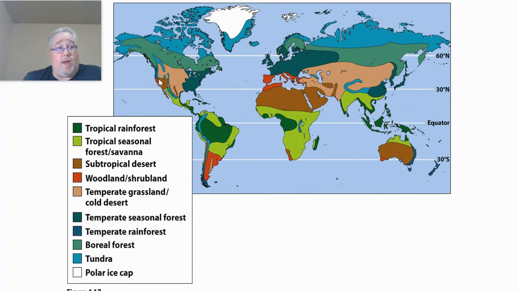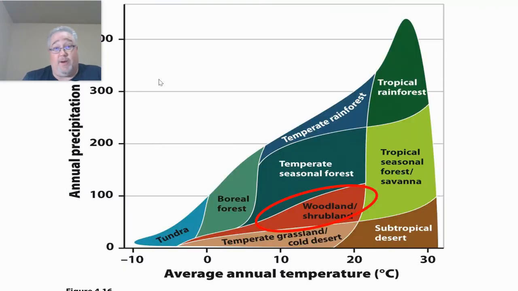Now, in the U.S., we actually have a special name for it. It's called the chaparral. Chaparral and woodland shrubland are the same thing. We just call it that here in the U.S. But anyway, you'll notice it's on this graph as well. Remember, we said that Crown Point is temperate seasonal forest. If you go right below it, you'll see this woodland shrubland area. So it exists in a very similar temperature range.